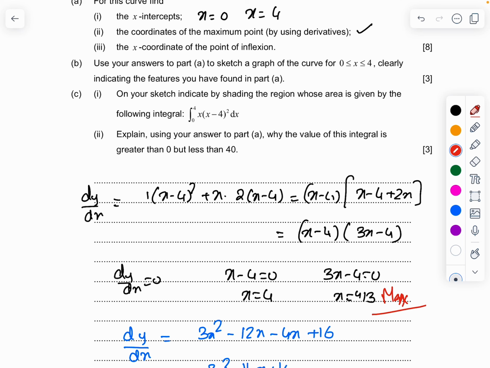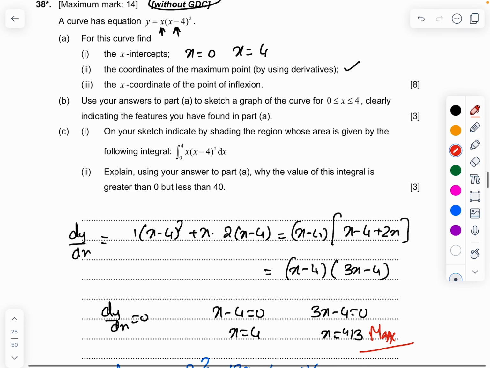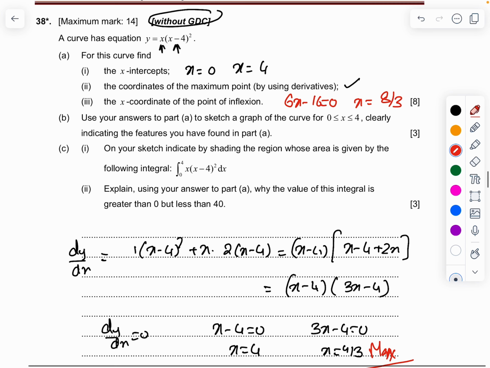Find the coordinates of the point of inflection. For a point of inflection, the second derivative should equal 0. 6x minus 16 should equal 0. So x equals 8 upon 3. Then on your sketch, indicate by shading the region whose area is given by this curve.